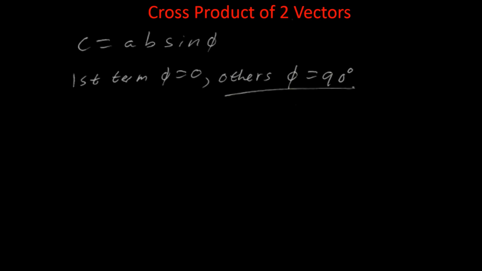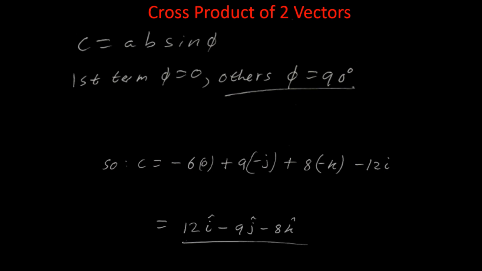Now c is AB sine phi, where phi is the angle between the vectors. The first term is phi equals 0, everything else will be phi equals 90. So c is going to be negative 6 times 0, because those are i cross i terms, plus 9 negative j plus 8 negative k minus 12i. This will give us 12i minus 9j minus 8k.